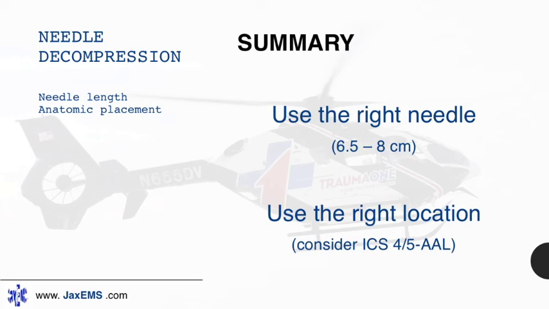So summary for that, use the right needle length, 6.5 to 8 centimeters. If you go back to your agency or your unit or your trauma center and you're not using a needle in this length, change it. Change something. Don't just be stagnant, change it. Use the right location. Consider 4th to 5th intercostal space on the anterior axillary line. You'll have a higher success rate.